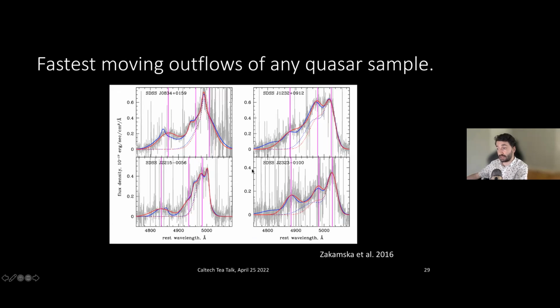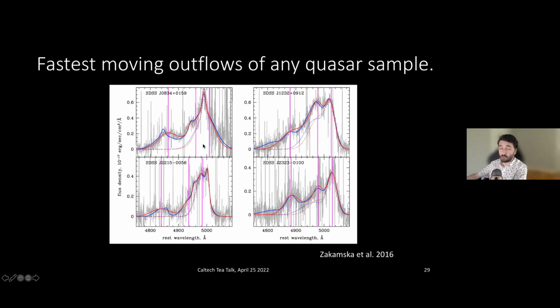Once near-infrared spectra was taken of these sources, the story got even more exciting and complicated, I guess. So this is work by Nadia Zakamska from 2016. This is getting the first near-infrared spectra of these objects. So this is looking at rest frame optical lines. And what you can see here in pink, this is supposed to be H beta and the oxygen III doublet.